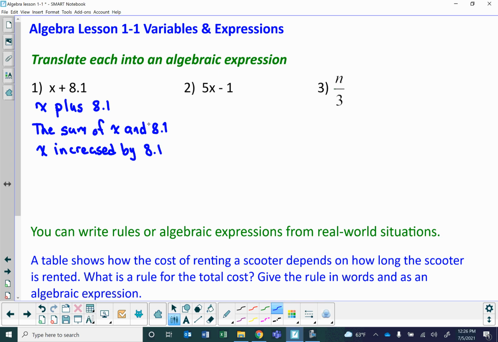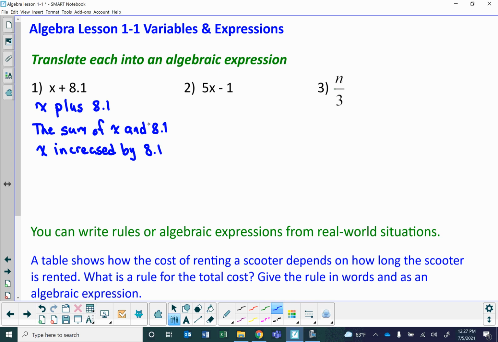So don't think that if you're talking to somebody and somebody says it's x plus 8.1, and you go, no, I think it's the sum of x and 8.1, that they are right and you're wrong, just simply because you got different answers. Different answers are fine in mathematics as long as they are mathematical answers. Let's look at number 2.